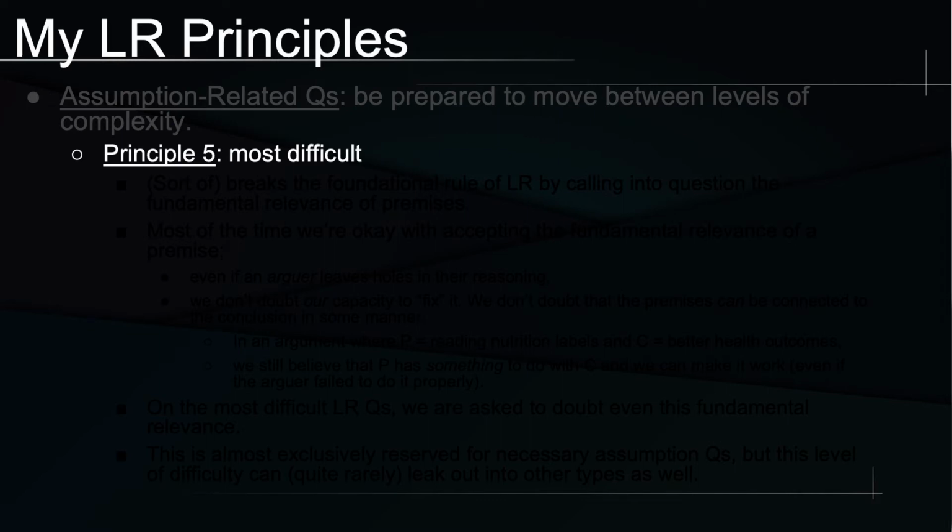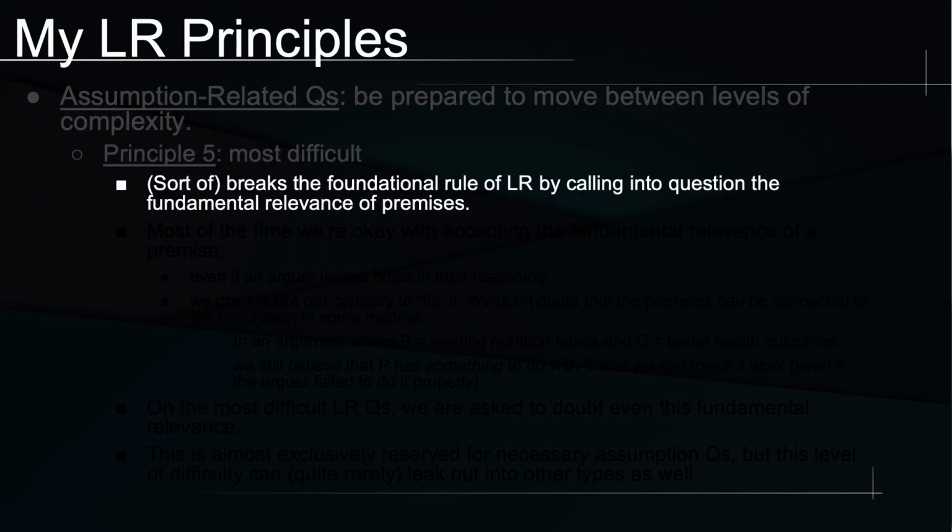And finally, for our fifth principle, which is also related directly to the assumption family of questions. This is something that I reserve for the most difficult questions. Most of the time, this is just a necessary assumption kind of thing, but even in questions that aren't necessary assumptions, the most difficult ones may call for some of this sometimes. So what is principle number 5? Well, it sort of breaks the foundational rule of LR by calling into question the fundamental relevance of premises.